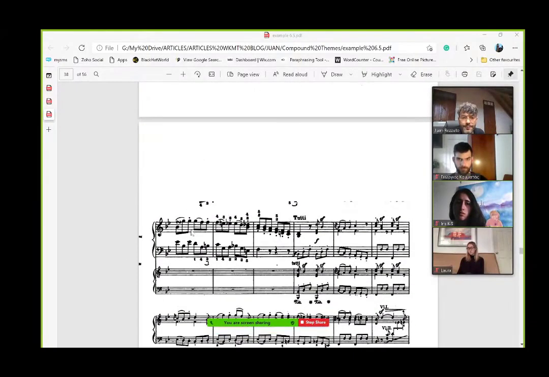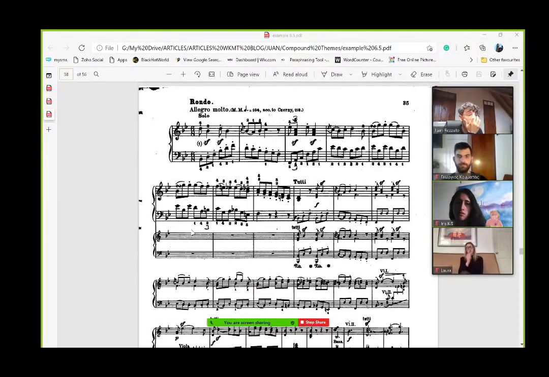Okay, so, well, we are in front here of a compound period, right? First of all, we can see the antecedent, which goes from here to the beginning of the consequent, which is obviously the 2T. So, basic idea, contrasting idea, and then the continuation. And then with the orchestra.